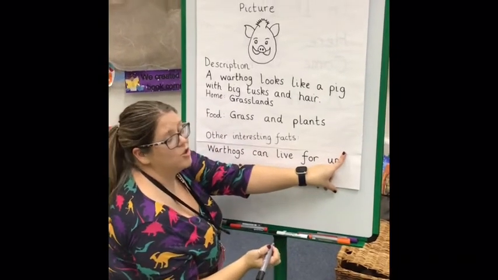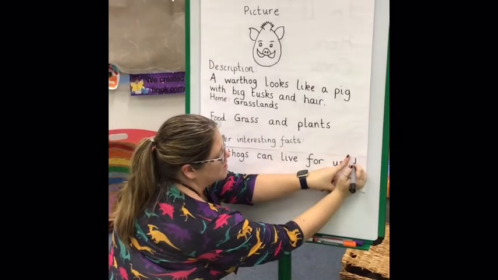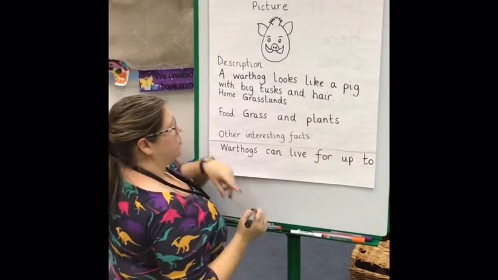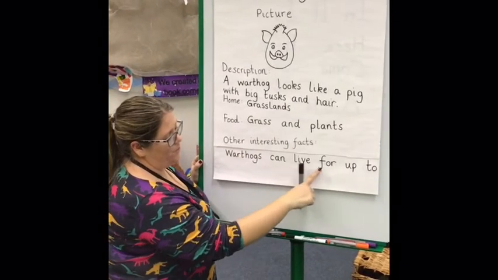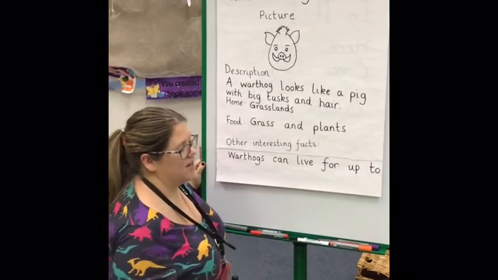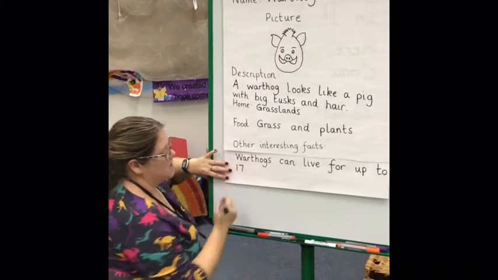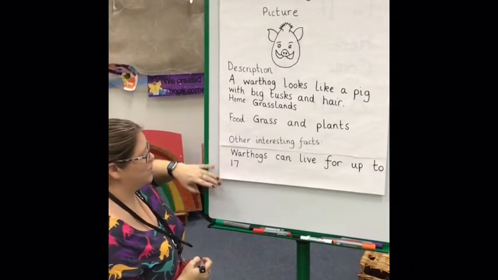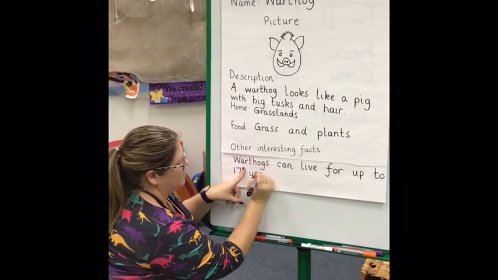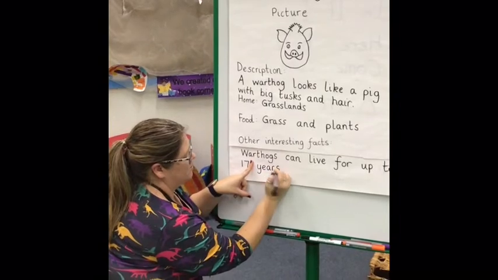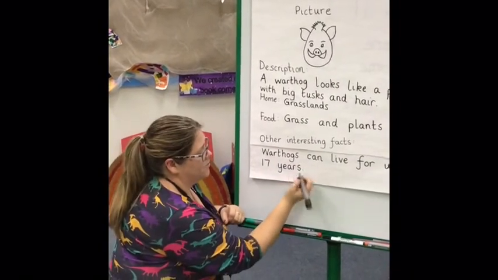My next one, to. It's one of our tricky words, but I'm sure you can remember how to write it. And the O, remember? Let's read what we've got so far. So warthogs can live for up to, and then I said 17, so I'm going to write the number 17, and then my last word was years. And what do I need to finish my sentence? Well done, my full stop.